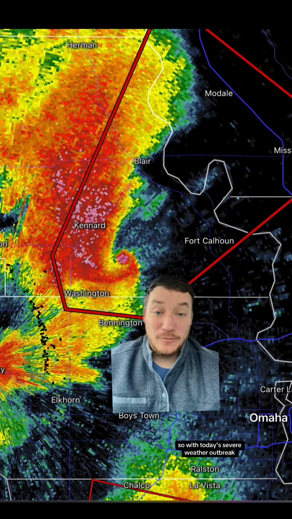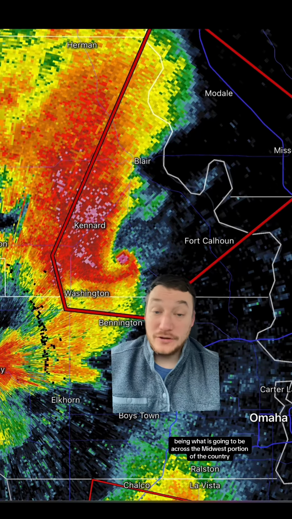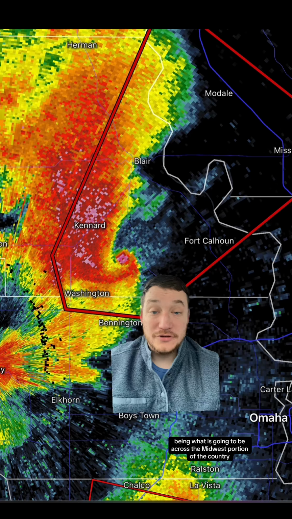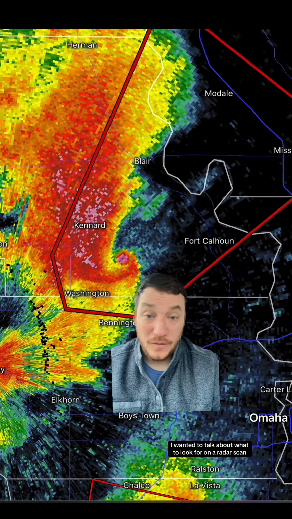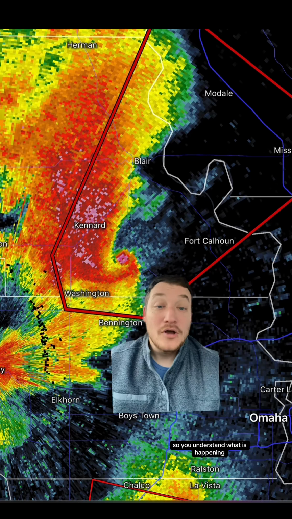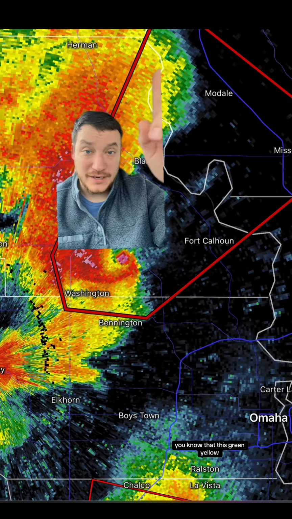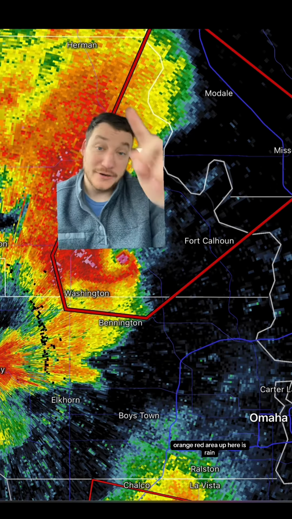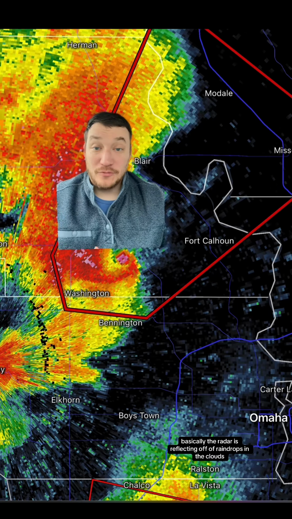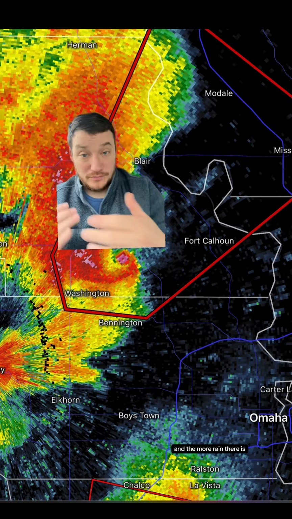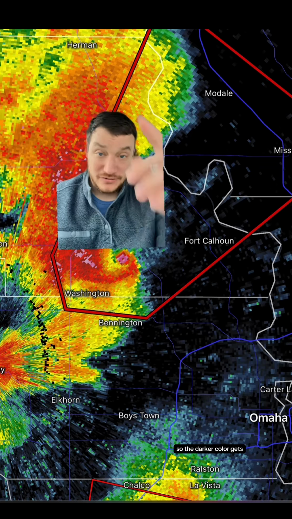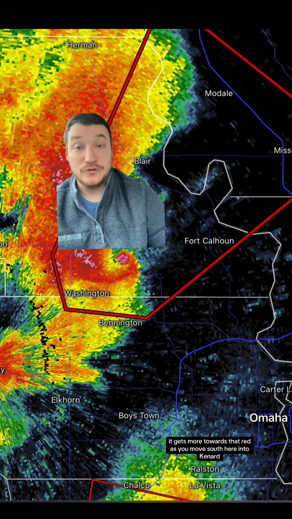So with today's severe weather outbreak being what it's going to be across the Midwest portion of the country, I wanted to talk about what to look for on a radar scan so you understand what is happening. So if you looked at a radar before, you know that this green, yellow, orange, red area up here is rain. Basically, the radar is reflecting off of raindrops in the clouds. And the more rain there is, the more reflective it is. So the darker color it gets, more towards that red.